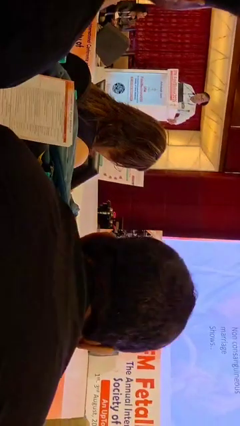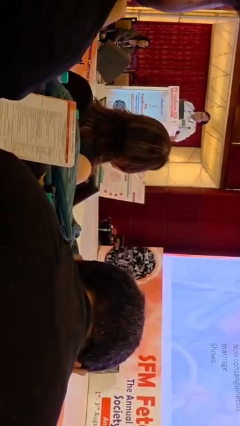This was a 24-year-old primigravida, 30 weeks. She came for a growth scan to me. Anomaly scan was done elsewhere. She is non-diabetic, non-hypertensive, non-consanguineous marriage. So we'll straight away go to the video.